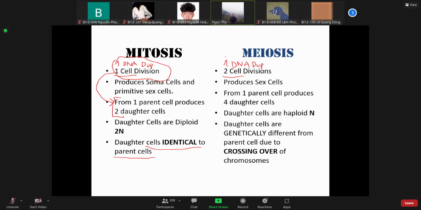Meanwhile, in meiosis, one mother cell produces four daughter cells. Each daughter cell has its genome decreased by half compared to the parent cell. Not only is the number of chromosomes decreased by half, but the genetic background of the daughter cells is also a little bit different due to recombination, because of the crossing over during meiosis 1.